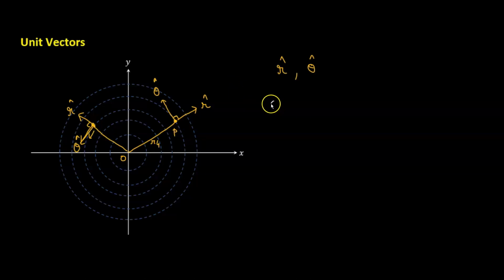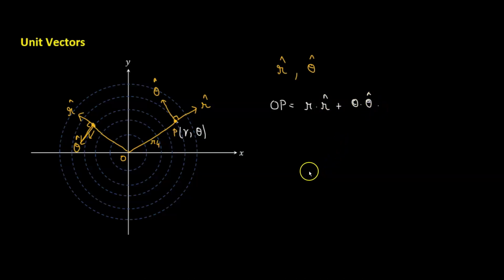So if we have OP, then we consider the coordinates of the point P to be r comma theta in the plane polar coordinate system. Then OP will be r times r cap plus theta times theta cap.